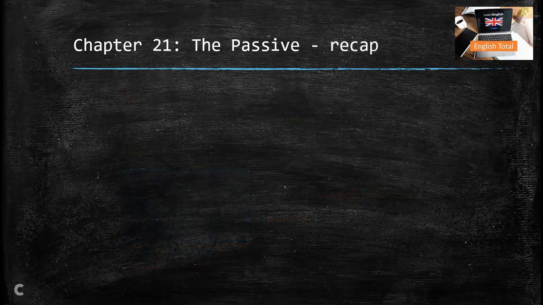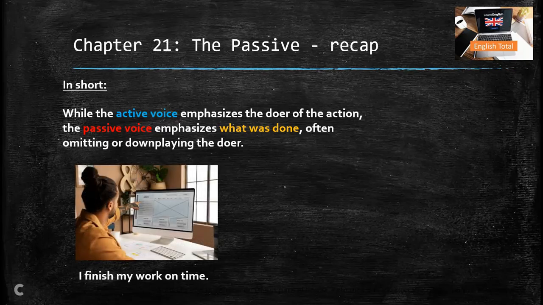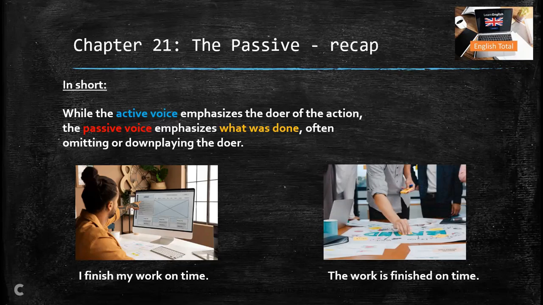Okay, time to recap. Today you have learned how to form passive sentences and how you can use the passive in conversation to express different ideas. Remember that while the active voice emphasizes the doer of the action, the passive voice focuses on what was done, often omitting or downplaying the doer. Compare these ideas. This makes it quite common in work settings, for instance, as the passive is more impersonal.